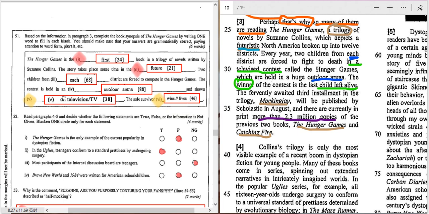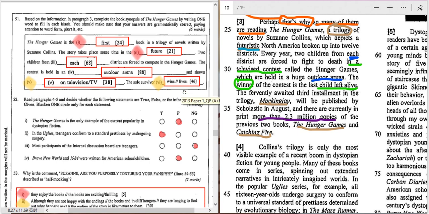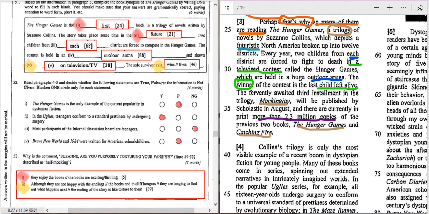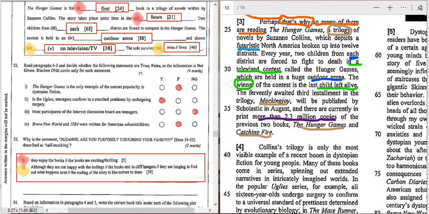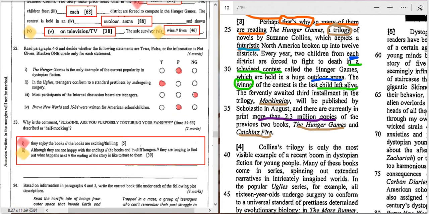Now mind you, as everything is put in the present tense here, are forced, is held, takes place, and so the answer here had better be put in the present tense too. Instead of one lived, it has to be wins and lives. Alright, so that's quick question 51. 52, true, false, not given.